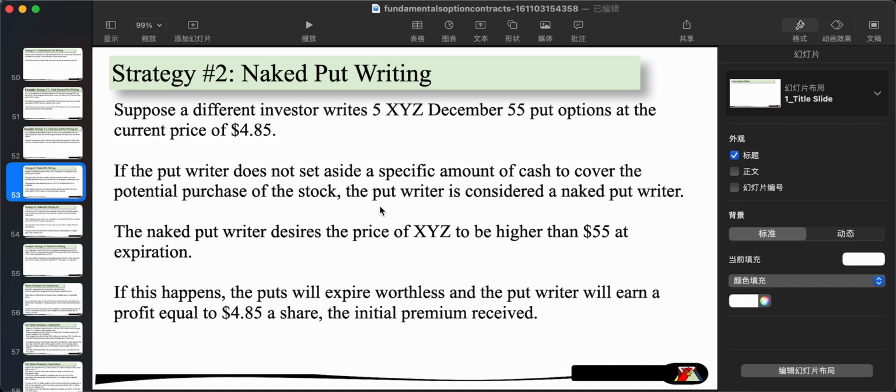Second strategy, naked put writing. Suppose a different investor writes, or sells, 5 XYZ December 55 put options at the current price of $4.85. If the put writer does not set aside a specific amount of cash to cover the potential purchase of the stock, the put writer is considered a naked put writer. The naked put writer desires the price of XYZ to be higher than $55 at expiration. If this happens, the puts will expire worthless and the put writer will earn a profit equal to $4.85 per share, the initial premium received.